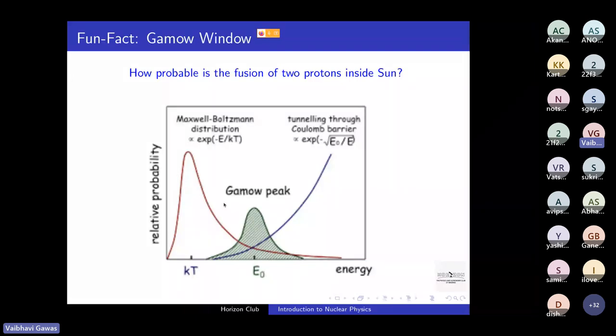And based on these two different factors, we calculate the relative probability of fusion occurring inside the sun. You see the Maxwell-Boltzmann distribution peaks at some point, while the tunneling probability through the Coulombic barrier goes on increasing with increase in the energy of the system here. And at the point where both of these graphs intersect each other, we have the Gamow peak. The Gamow peak is the maximum probability that you can have for a fusion process inside the sun or any fusion process in general.